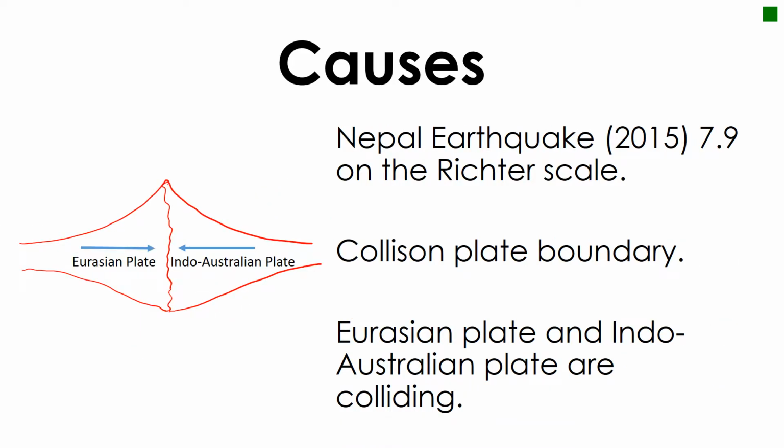The Nepal earthquake, on the other hand, of 2015, registered 7.9 on the Richter scale and sits on a collision plate boundary. This is where the Eurasian Plate and Indo-Australian Plate, which are both continental crust, so similar in terms of their density and thickness, are colliding head-on, forcing up the Himalaya mountain range and also creating earthquakes.